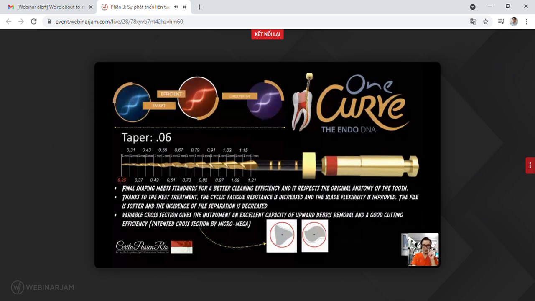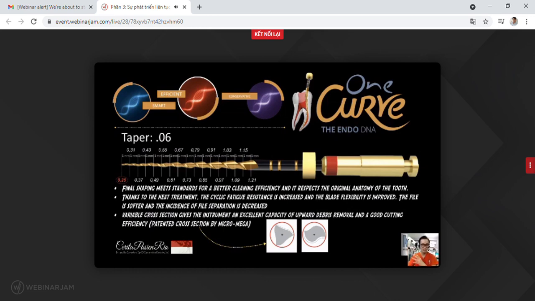I will explain to you why the variable cross section here gives the instrument excellent capacity. As you can see here, we have more room for debris, so that the debris removal will be effectively done, delivered by One Curve while we cut the dentin during shaping protocols. So you have to try.